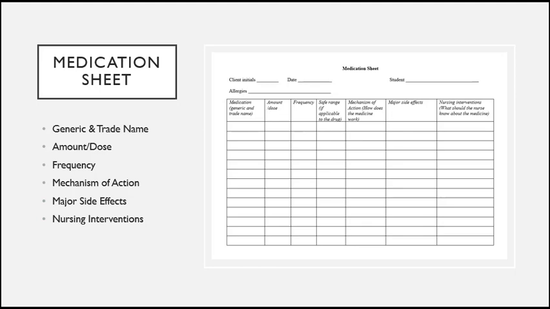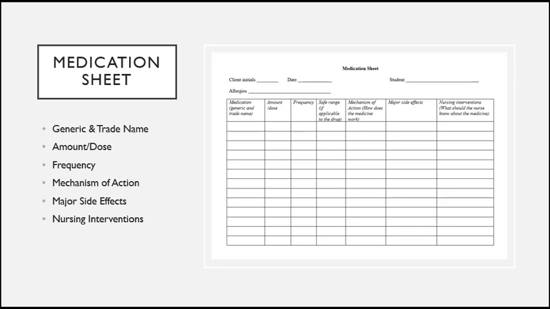The medication sheet, you include the generic and trade name for all of their medications, the amount or dose, how often they're taking it or the frequency. The mechanism of action is something you find in your drug book when you're looking it up, but it's a short version of how the drug acts or what it's supposed to do. Major side effects you would have to be concerned about, and nursing interventions is really kind of what do you need to be aware of? Is there something specific you should be doing for a patient who's on this medication?